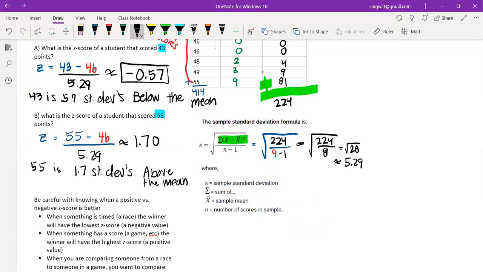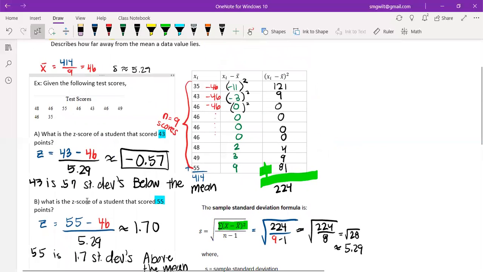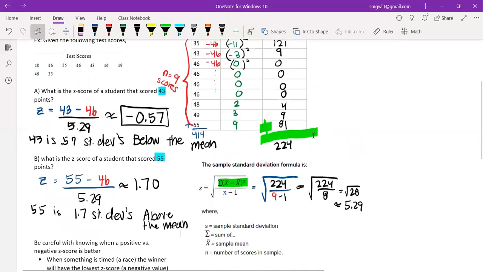Again, some questions you will literally be given the mean and the standard deviation, and you just have to do this part. There are just a couple questions on that quiz where it just gives you the data set. You have to go through that long process of finding the mean and standard deviation before you can answer the question.